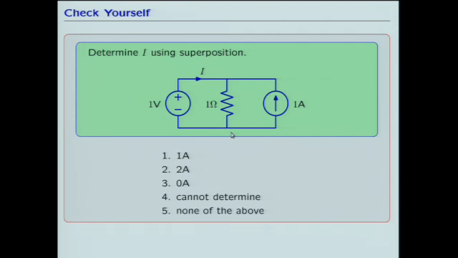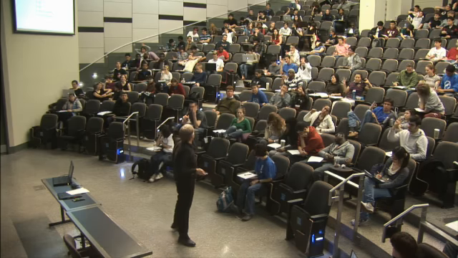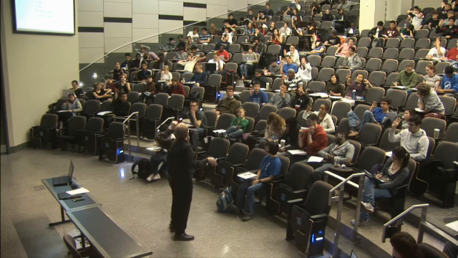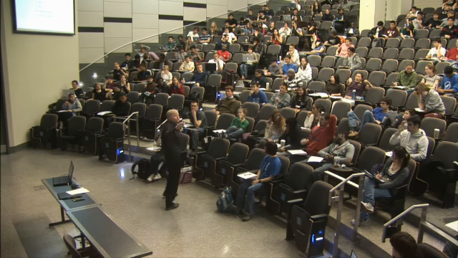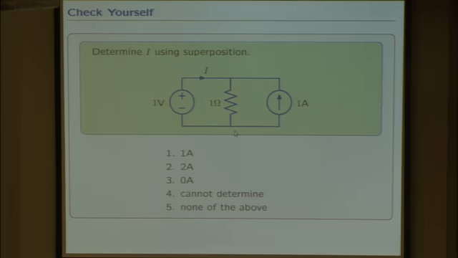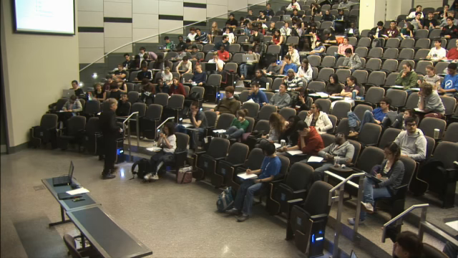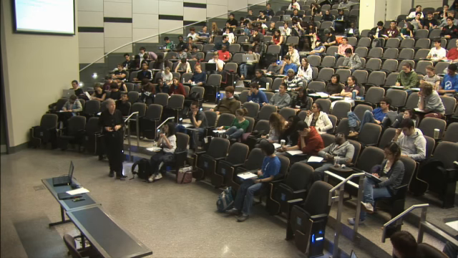So how big is the current I according to superposition? Wonderful. So how big is the current I generated by the voltage source? 1. How big is the current I generated by the current source? -1. The sum is 0. Okay, so those two problems were trivial by superposition. They're not too hard by not superposition. But the point is that they're trivial by superposition.